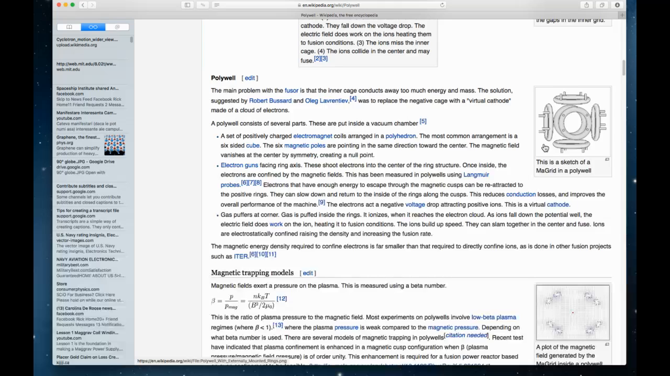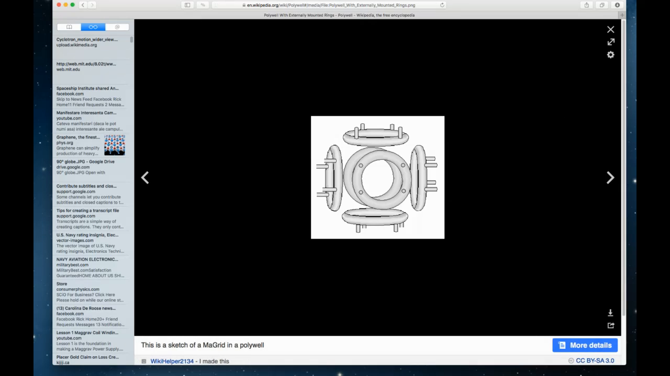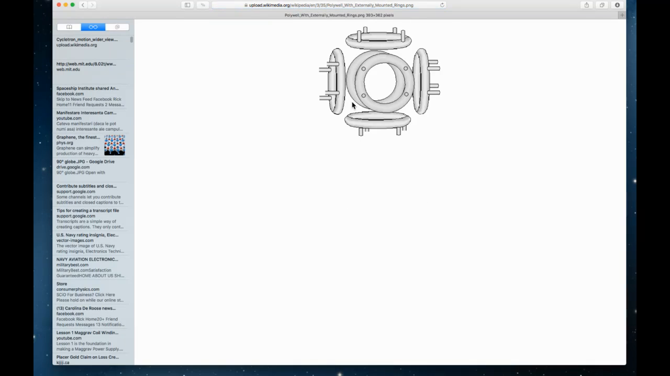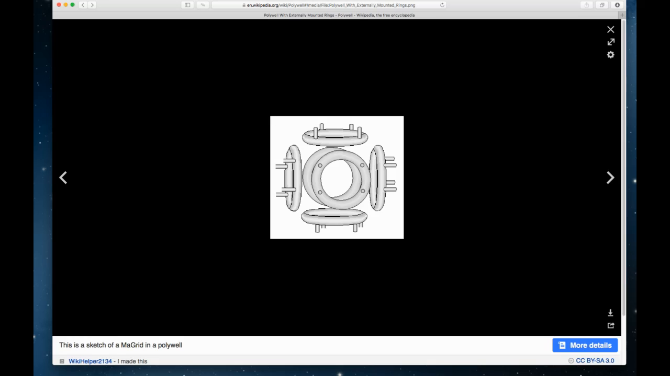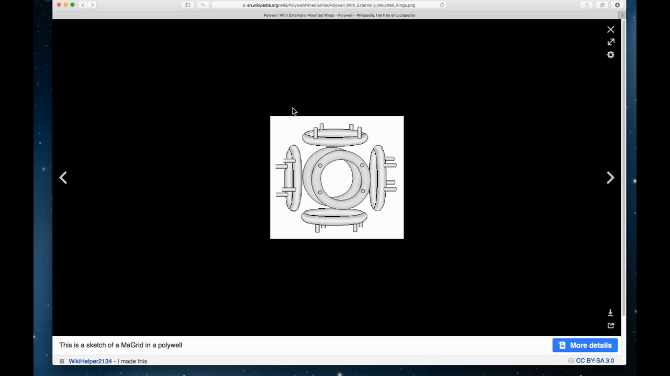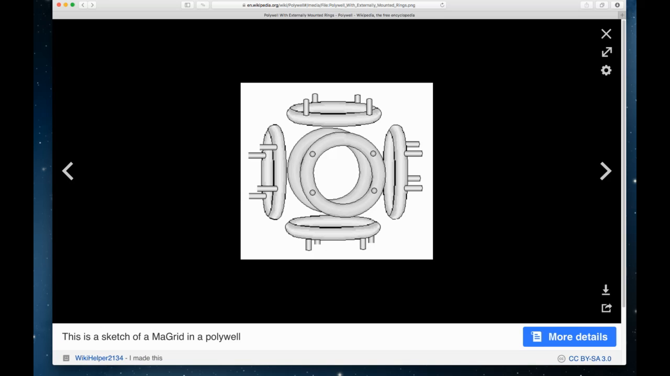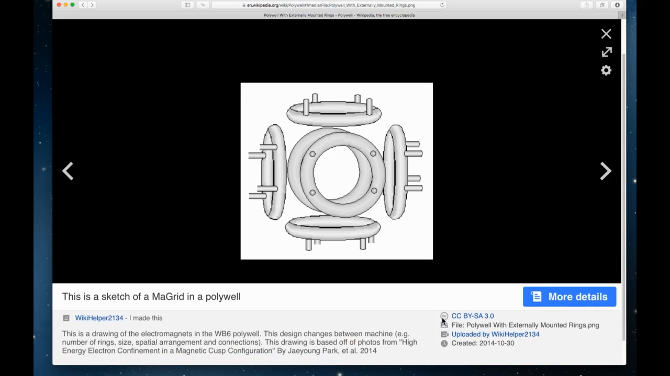So, the one I wanted to show was the Polywell here, the MagGrid, not MagGrab, MagGrid. This is a sketch of a MagGrid and a Polywell. Geez, it won't let me blow it up. Okay, I'll do it another way. There. So this is a MagGrid in a Polywell.